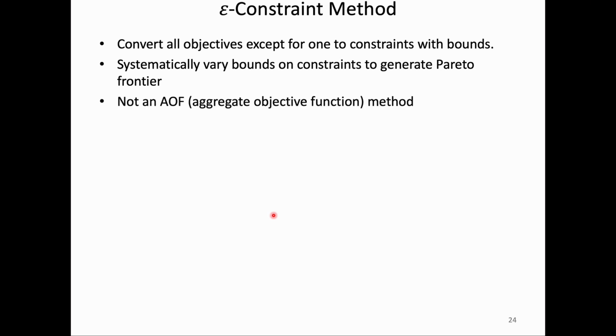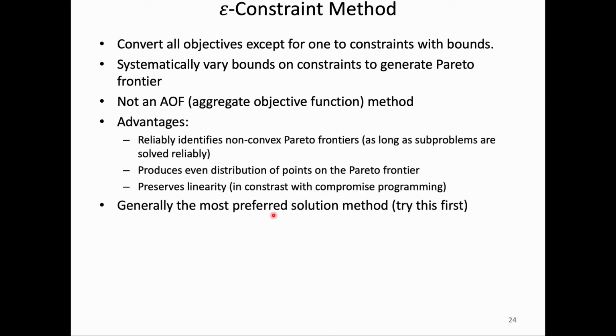This is not an aggregate objective function method. We are not combining all of the multiple objective functions into a single objective. We're only choosing one of them, and then we are reposing the remaining objective functions as constraints. There are a number of advantages here. We can very reliably identify non-convex regions of Pareto frontiers as long as we can solve the subproblems reliably.